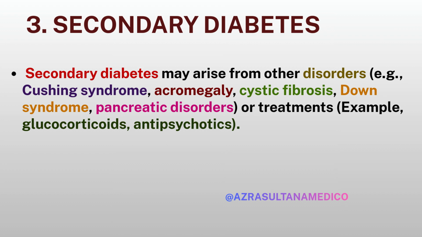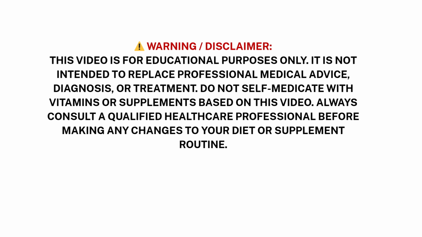2. Medications and treatments. Certain drugs can impair insulin secretion or increase insulin resistance, including glucocorticoids, which increase hepatic glucose production and cause insulin resistance, and antipsychotics, particularly some atypical agents that promote weight gain and insulin resistance. In summary, secondary diabetes develops due to identifiable underlying conditions or treatments that disrupt normal glucose regulation. Management typically involves treating the underlying cause along with standard diabetes care.